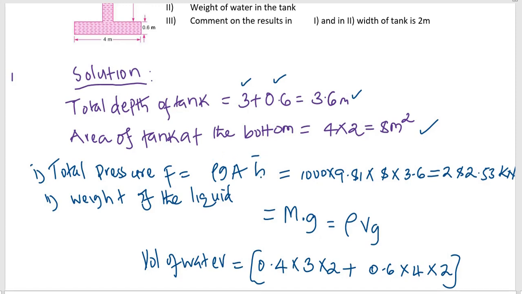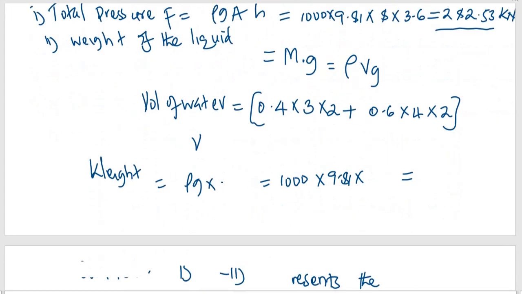Therefore, the total pressure force F is calculated from rho g A h bar, whereby h bar is the distance of the center of gravity from the free surface. Force F is therefore equal to 1000, which is the density of water, times 9.81 acceleration due to gravity, times 8, which is the area, times 3.6, which is h bar, the distance of the center of gravity from the free surface. Therefore, the total pressure will give you 282.53 kilonewtons.